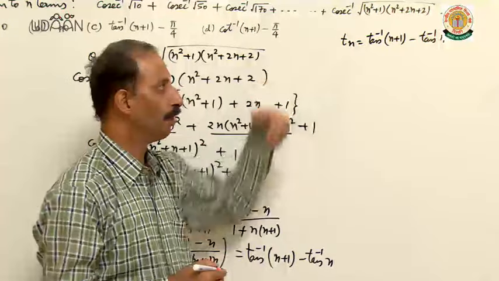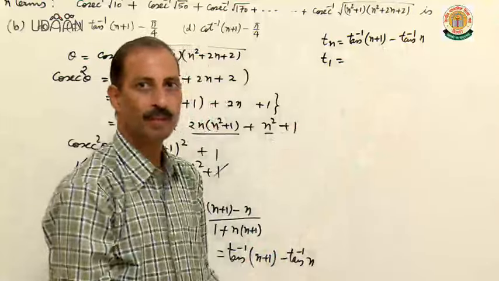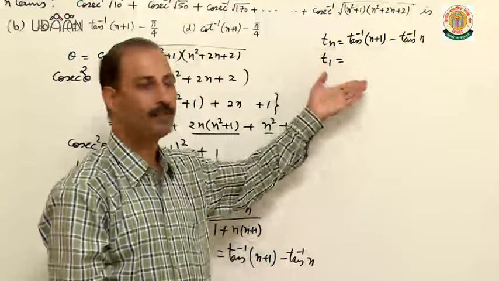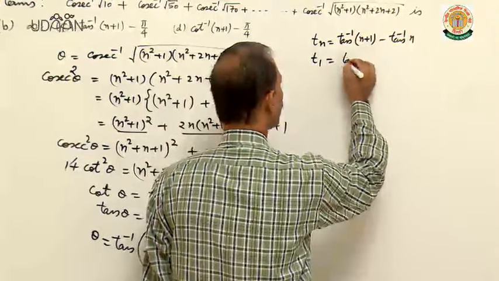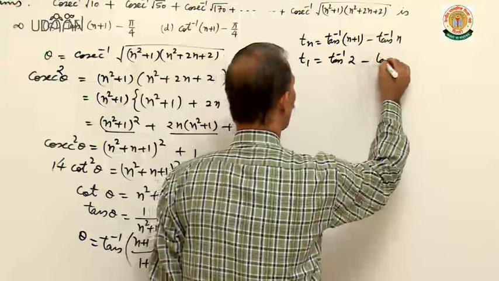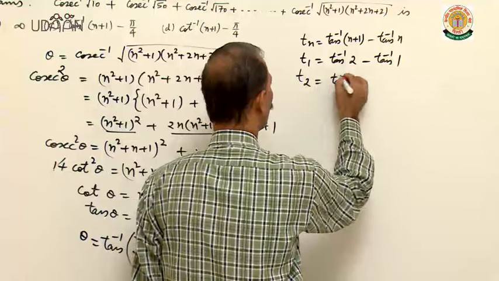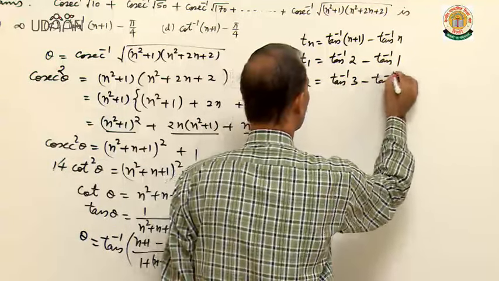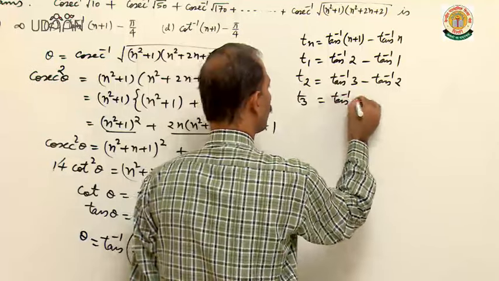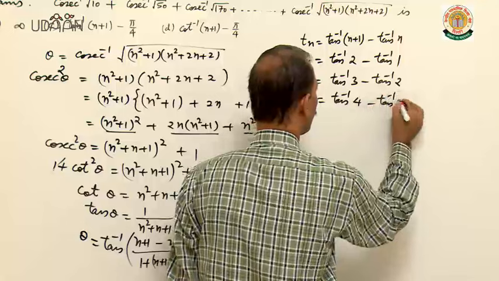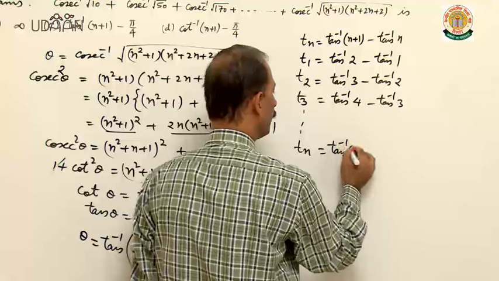How will you get the first term? In place of n, if you write 1, you will get the first term. In place of n, write 2, you will get the second term. Like this way, you have to find out the terms. I am writing here: first term is in place of n, write 1. In place of n, write 2. So this type of terms you will get: first, second, third. So you can see here like this way. And then you have to add all these terms.